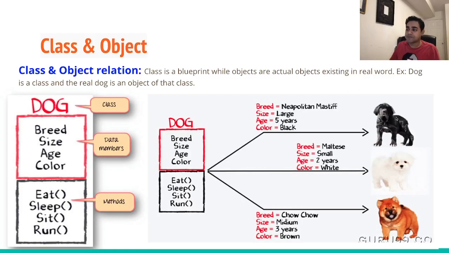Okay, so object is a physical thing and the class is a logical thing. I hope this makes it very clear. So let's go to our VS Code to see some real implementation of a class and object.